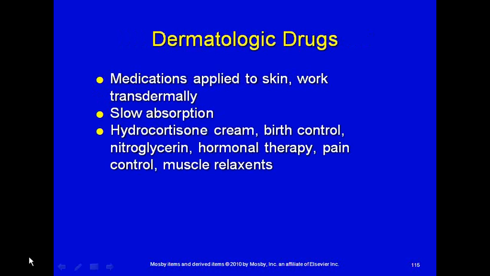Dermatologic drugs work on the skin. They're more slowly absorbed. They include things like hydrocortisone cream, which is what you think of with skin itches, rashes, bites, those sort of things, but certainly there are a wide variety of medications that can be absorbed slowly through the skin. Birth control patches, nitroglycerin patches, hormonal therapy patches, pain control, they make fentanyl in a patch form, muscle relaxants in a patch form. So there's a wide variety of medications that can be applied on the skin, slowly absorbed, and have an effect.